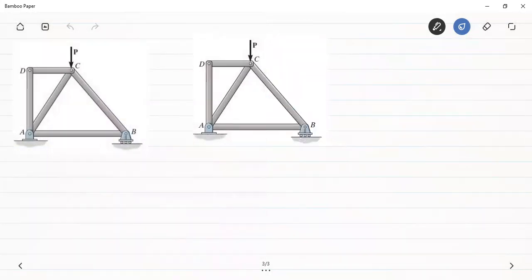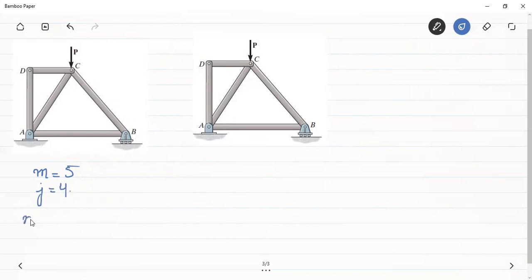There is a planar truss given here. You can see in this figure there is a planar truss. We can see that there are 5 members, that is, the number of members is 5: 1, 2, 3, 4, 5. And there are, I think, 1, 2, 3, and 4 joints. Okay, you can see that there are 4 joints.